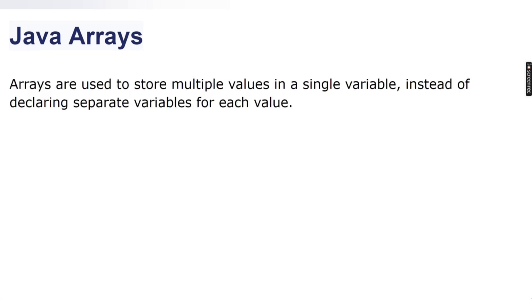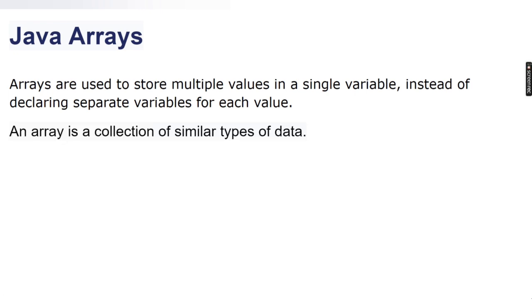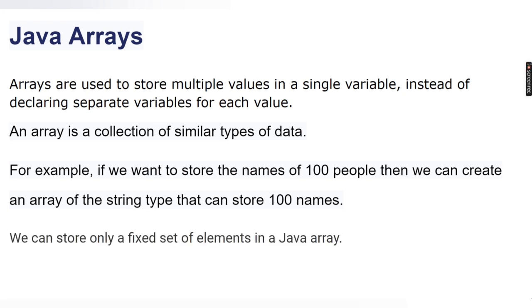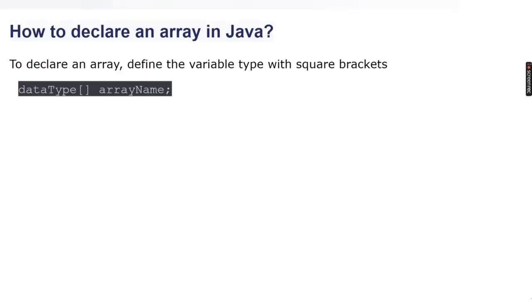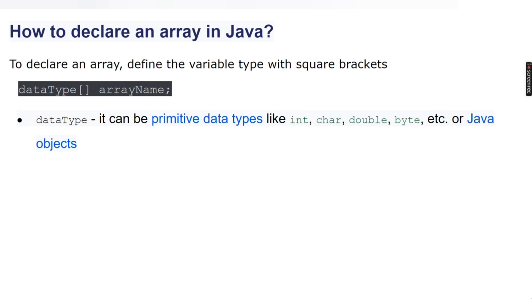So what are Java arrays? Arrays are used to store multiple values in a single variable instead of declaring separate variables for each value. An array is a collection of similar types of data. Then how do we declare an array? First you need to provide a data type followed by square brackets, then the name of the array.